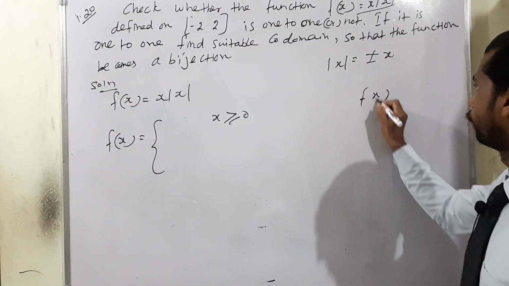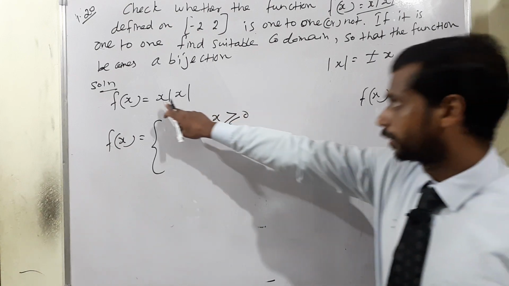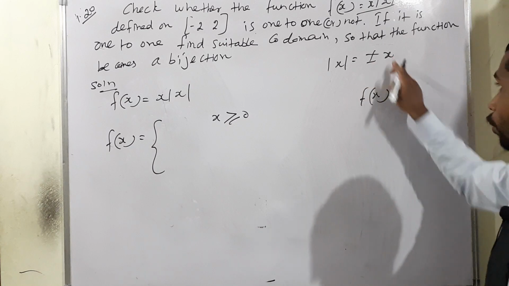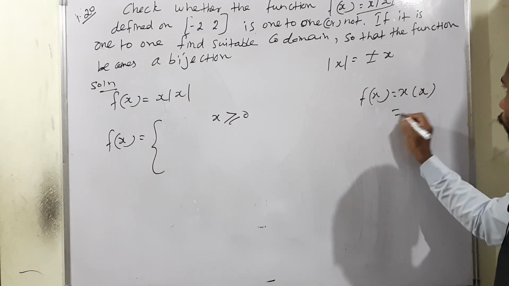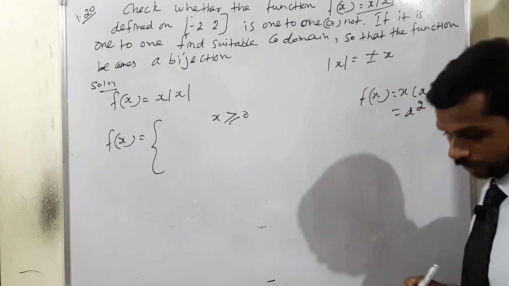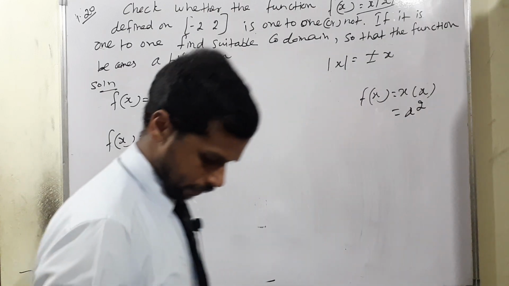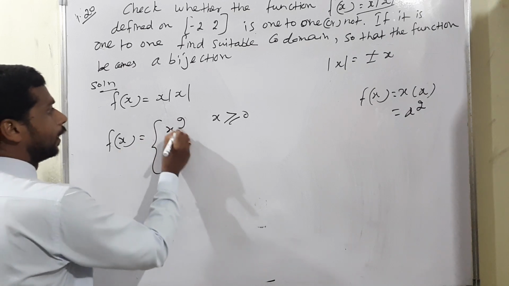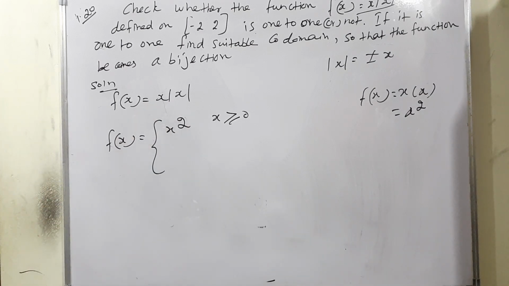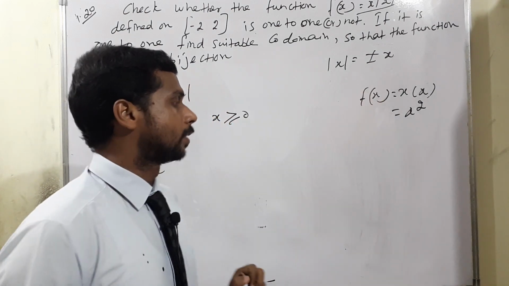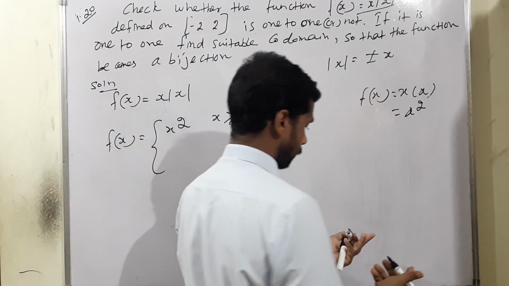So f(x) is equal to, outside x is already there in common, and greater than 0 means definitely we can take positive x only. Therefore, when x is greater than 0, x into x we have positive x square. The first function we can write as x square. Then the second one, what will happen? The second condition is negative, so for negative we can write it.